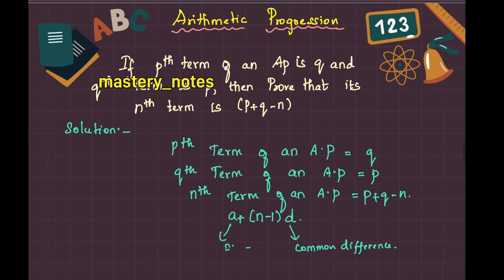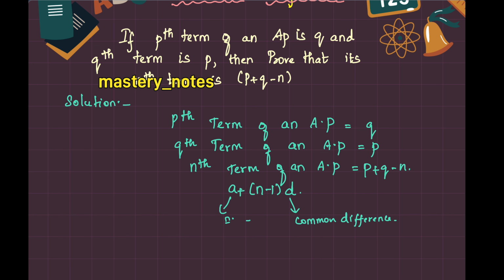Let us see this question today. If the pth term of an arithmetic progression is q and the qth term is p, then prove that its nth term is p plus q minus n. So the pth term of an arithmetic progression is given as q and the qth term is given as p, and we have to prove the nth term.